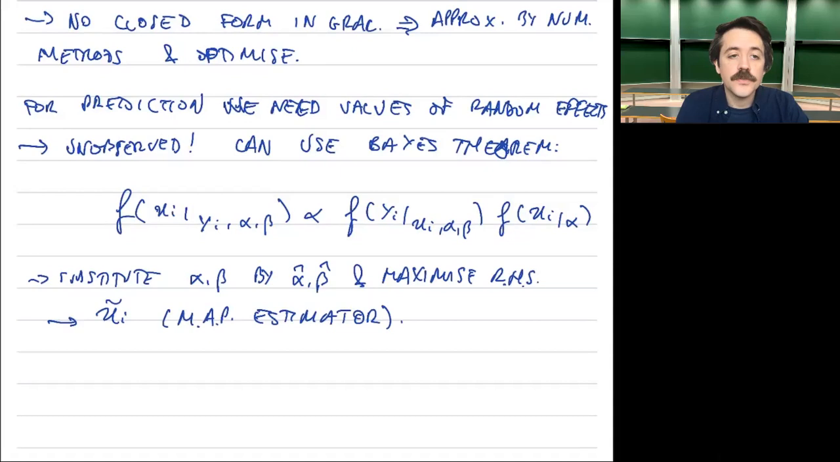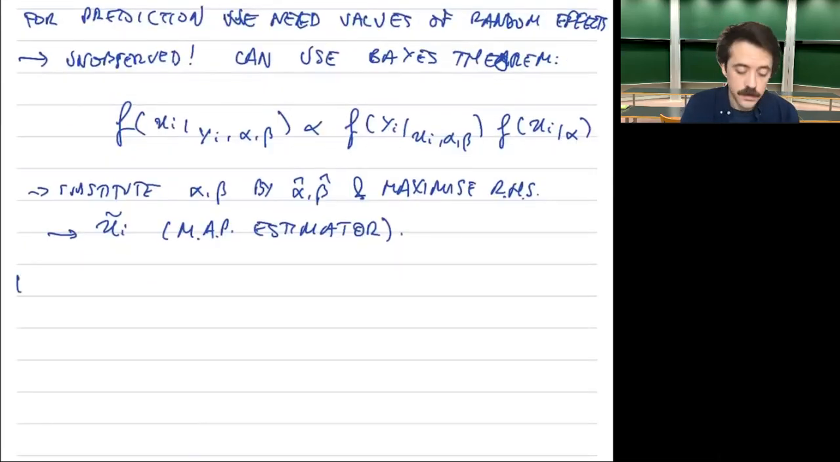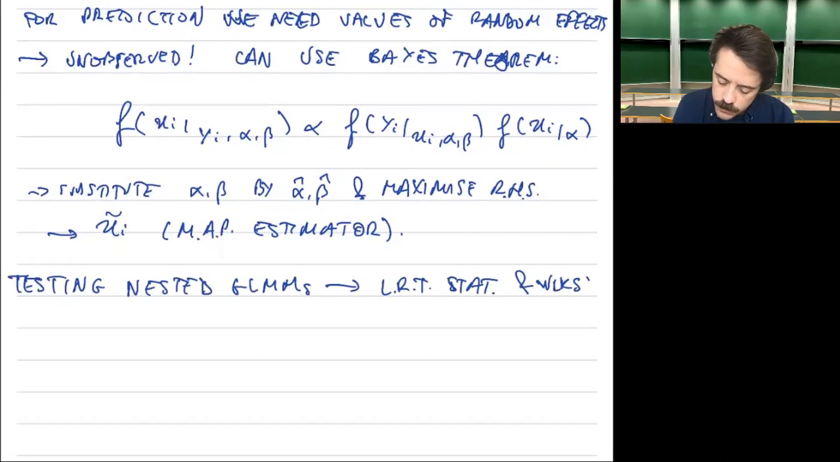Okay. So then, what about testing? So testing. If we have nested GLMMs, then we use the usual likelihood ratio test statistic and Wilks' theorem. Okay, so that's the usual thing.